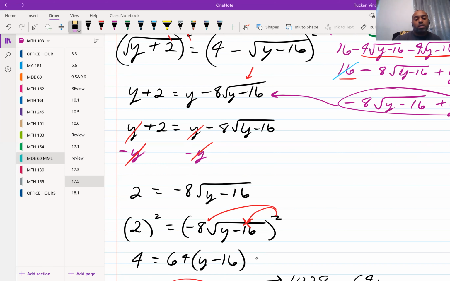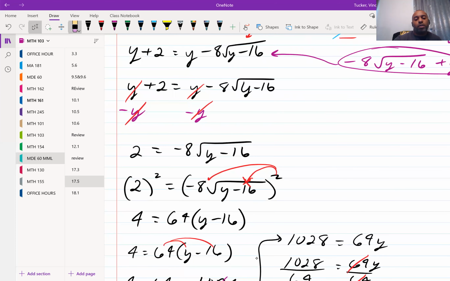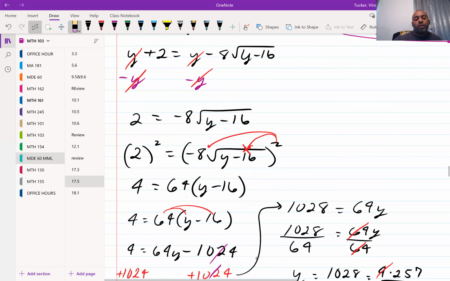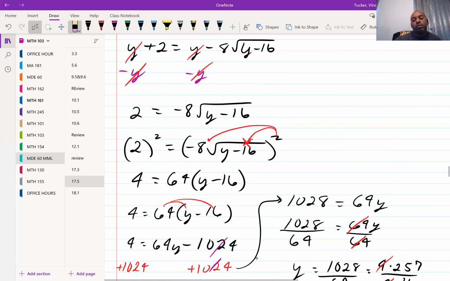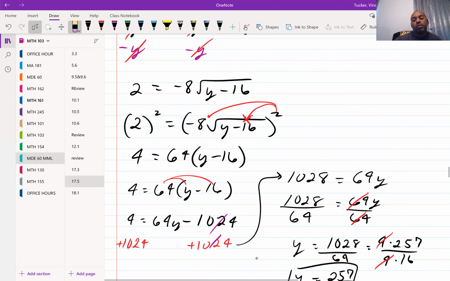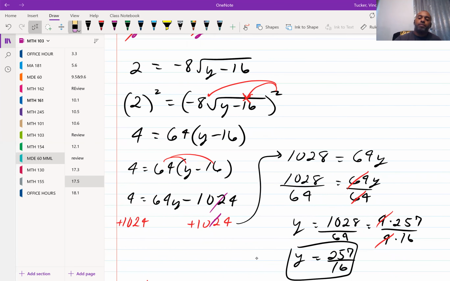All right. You can distribute the 64. 4 is equal to 64, y minus 1024. Divide both sides by 64. So that's 1028. I added 1024, I don't think I mentioned that. So you add 1024 to both sides.